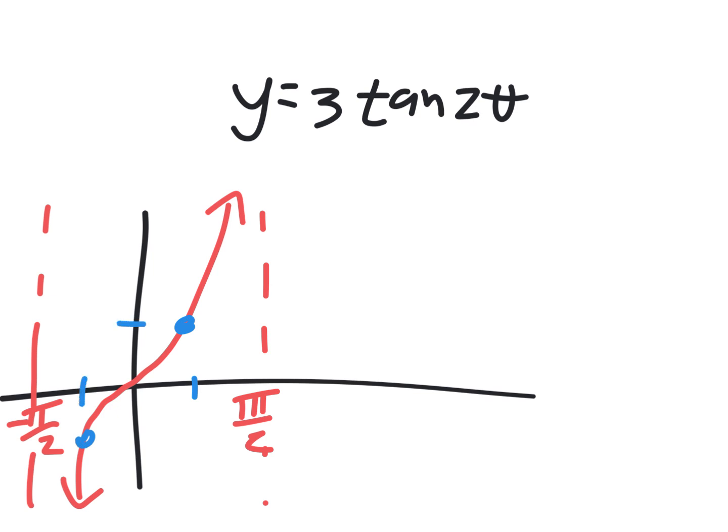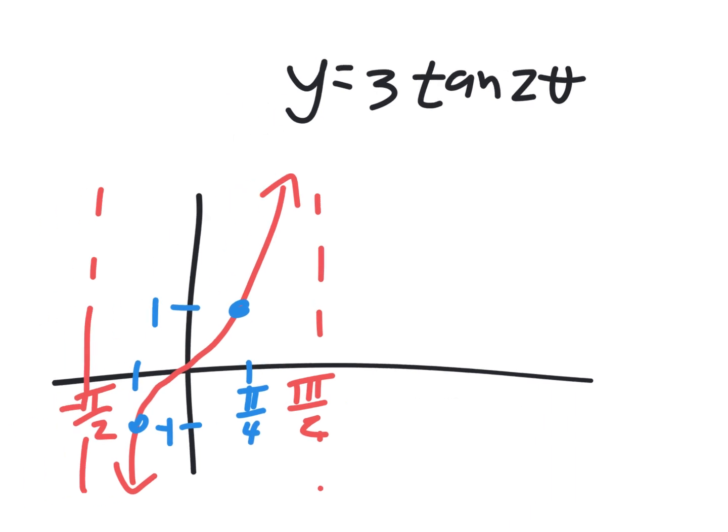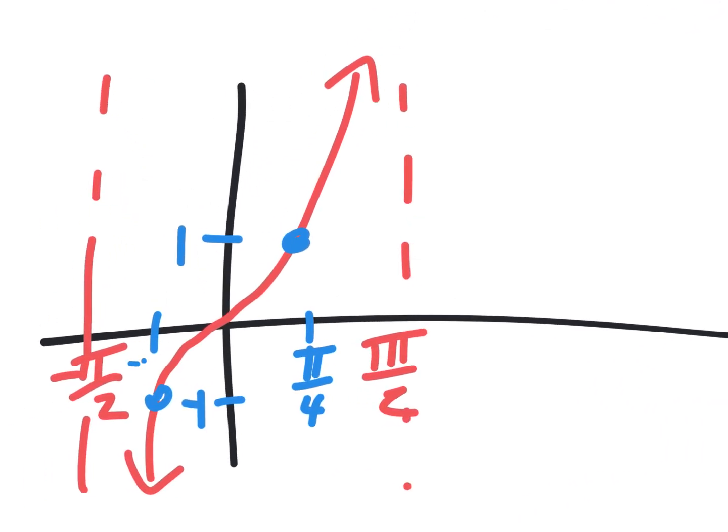So here's 1, there's -1, and those are halfway in between, so this would be pi over 4 and negative pi over 4. Got a little messy in there, sorry about that, but move that up above it.